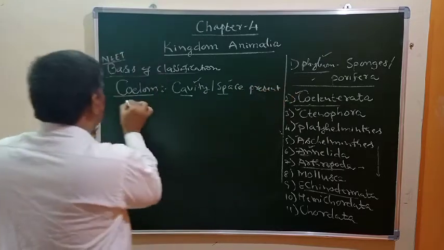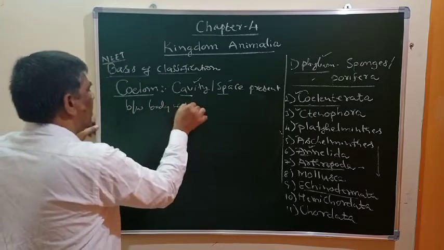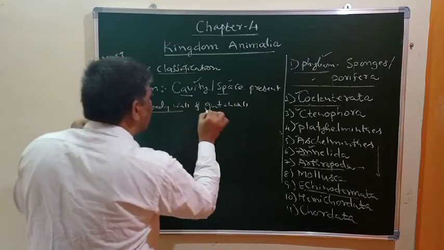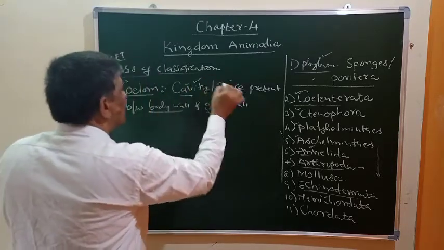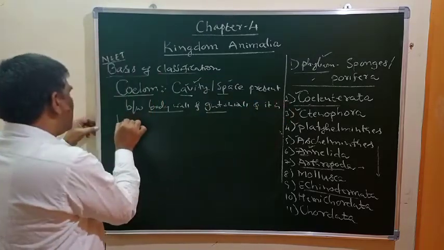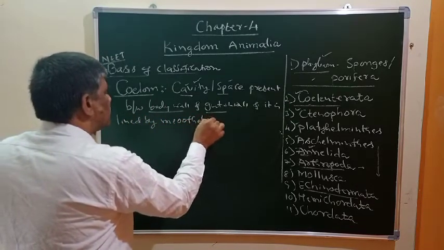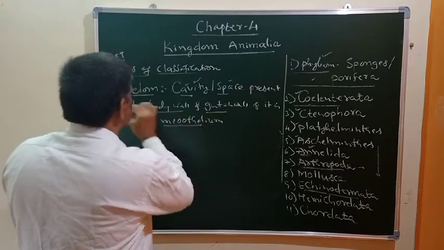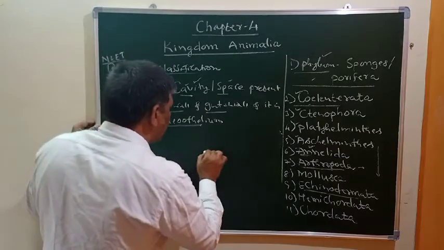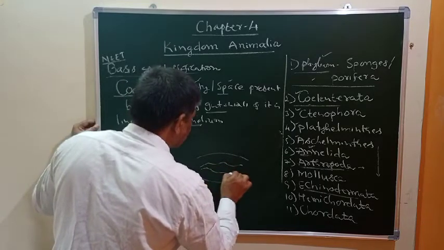Cavity or space present between body wall and gut wall. Body wall and gut wall. Between this body wall and gut wall, a cavity or space is present, and it is lined by mesothelium. Okay, then it is known as coelom. Then what we call it is a coelom. So here what happens between body wall, now this is body wall, and there is a digestive system, or this is the gut wall.